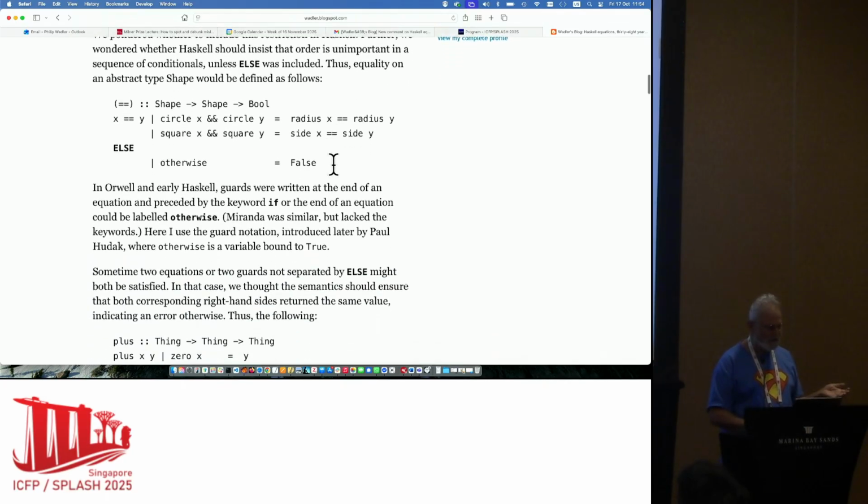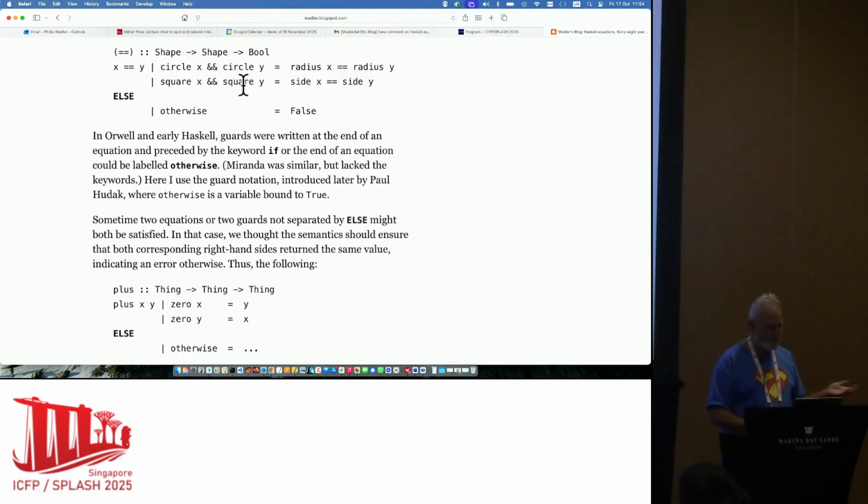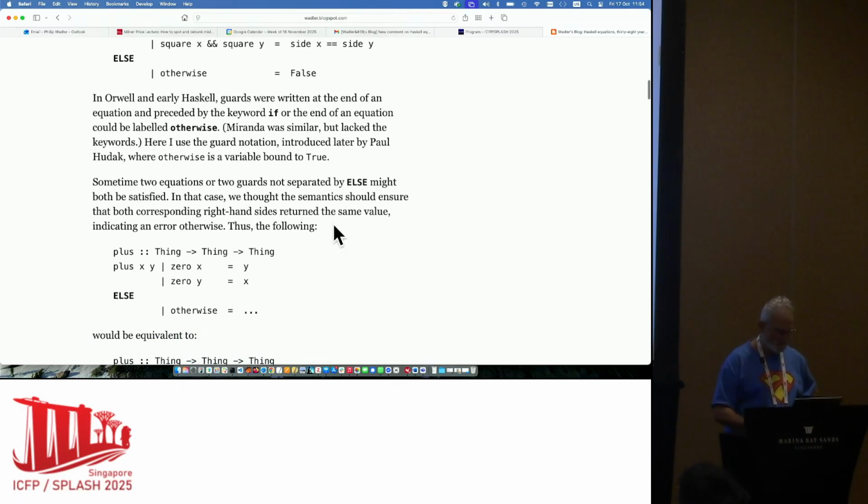And it's not just for lists. We have two shapes. This is not what Orwell looked like. Orwell looked more like Miranda and had an if and the condition at the end. But thanks to Paul Hudak, we now write our conditionals this way, so I'll show it this way. If x is equal to y, and they're both circles, then check that the radiuses are equal. If they're both squares, check that their sides are equal, and otherwise return false. And again, you needed this else clause there.